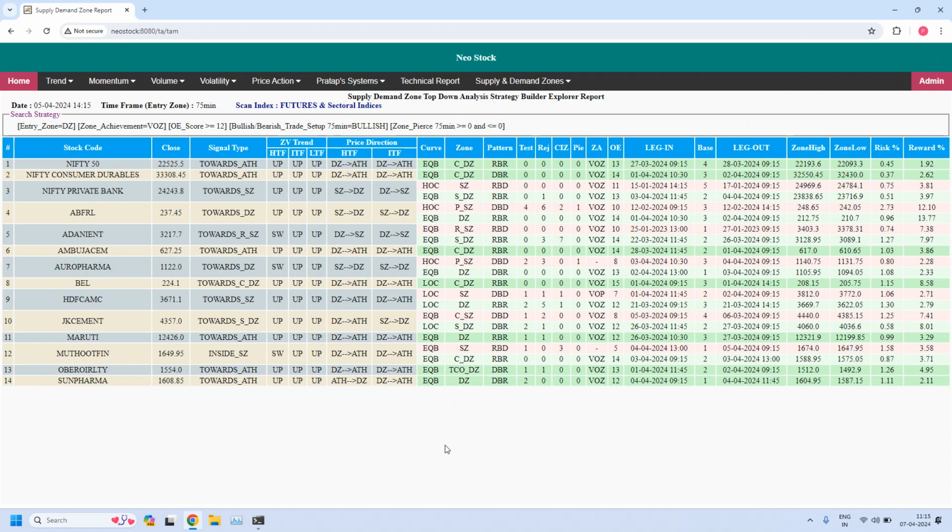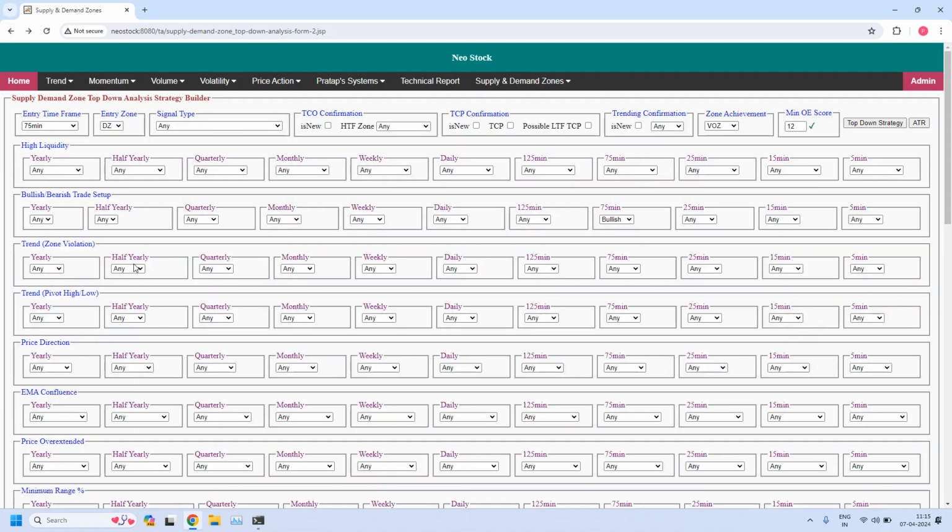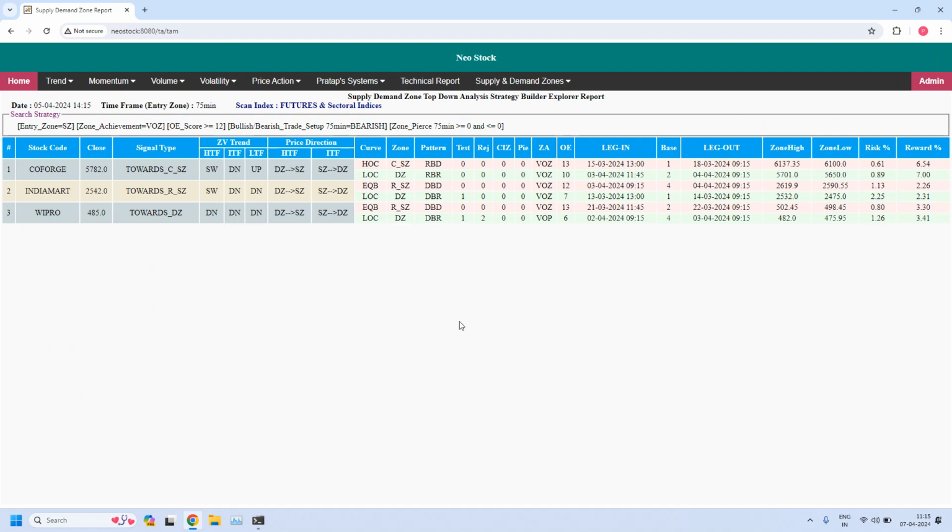The next report we are going to generate is the bearish trade setup for weekly income trade. So weekly income trade entry time frame is 75 minutes. Because it is a bearish trade setup, entry zone should be supply zone, and in bullish or bearish trade setup at 75 minutes time frame, for bearish trade setup we have to select the value bearish. And the remaining filters are same as what we selected previously. Zone achievement VOZ, minimum odd enhancer score 12, and we don't want pierced zones. And let me generate the report. So these 3 stocks are filtered.